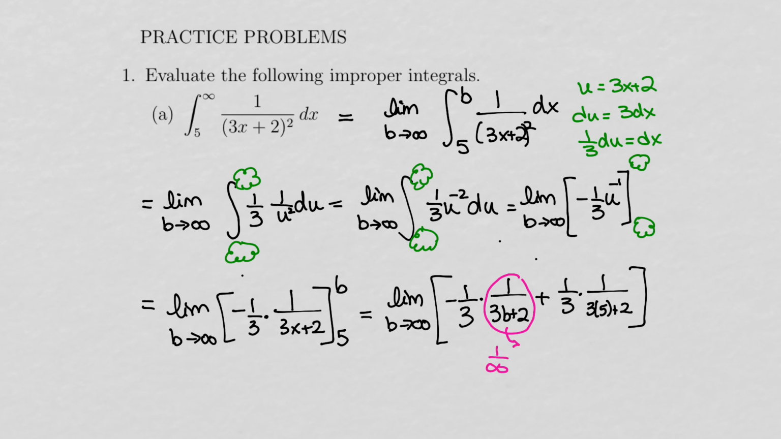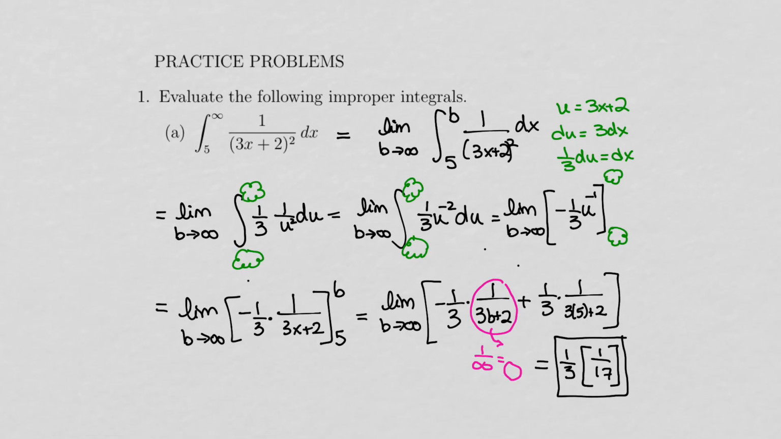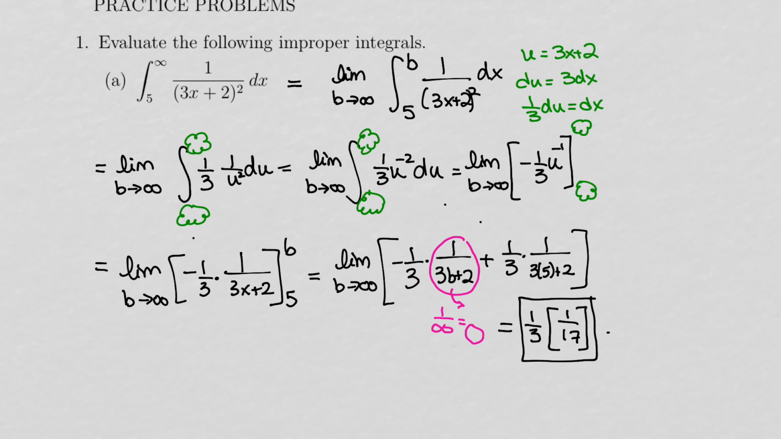What did it go to for you? 0. It went to 0. Good. So then you just get 1/3 times, and then what was that guy? 1/17. Beautiful. That's a finite number, right? You can multiply it. You don't have to multiply it, but if you multiplied it, you would get 1/51, right?